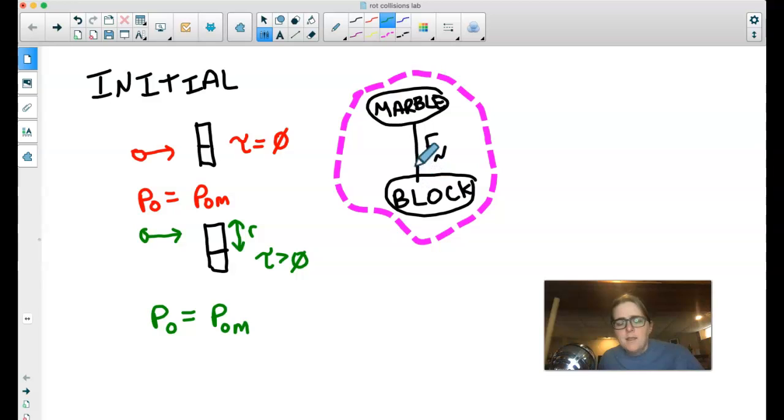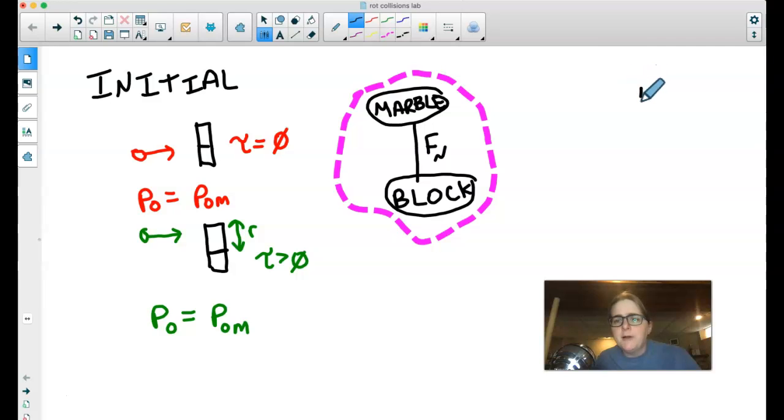Now, these interactions aren't any different based on where the block is hit. We're assuming it applies about the same force to the block no matter where it strikes. And so the interaction diagram is identical for both of these cases, no matter where the marble hits.